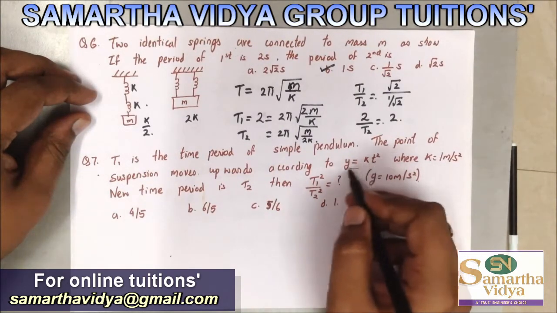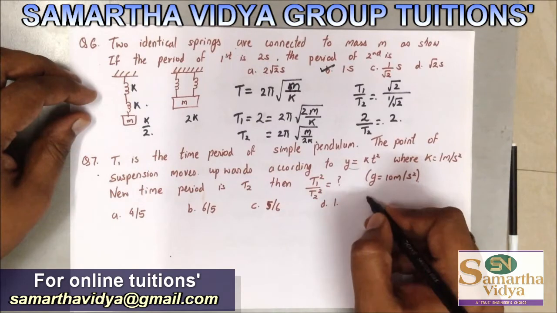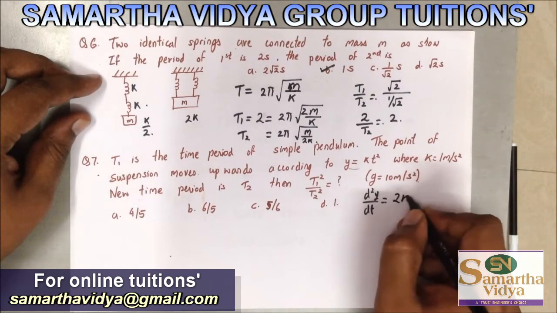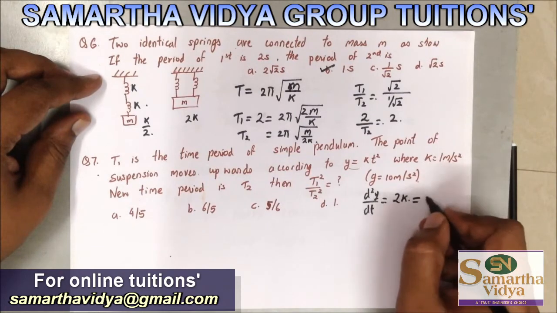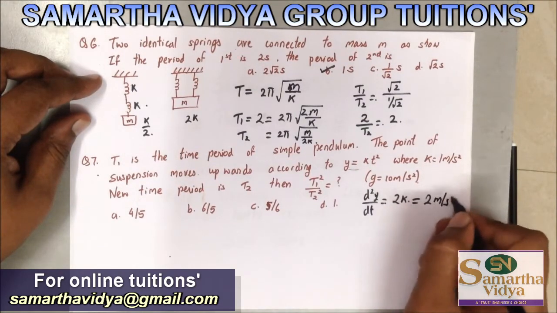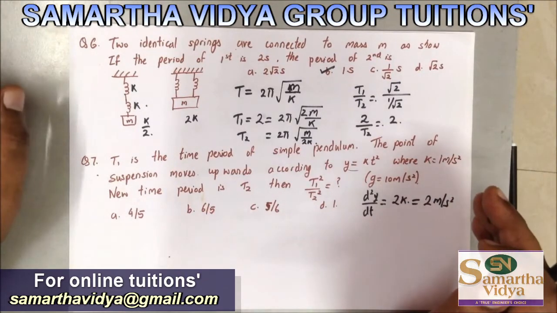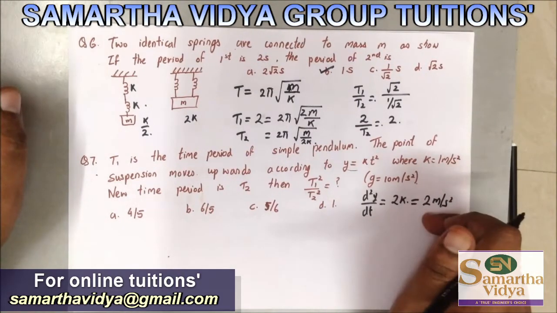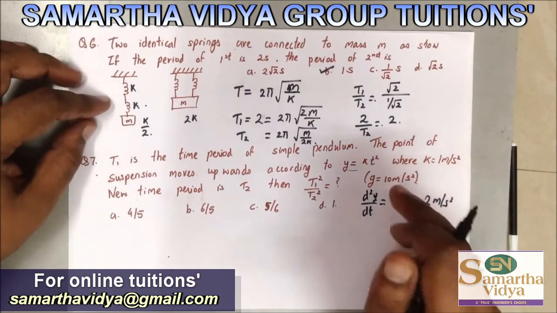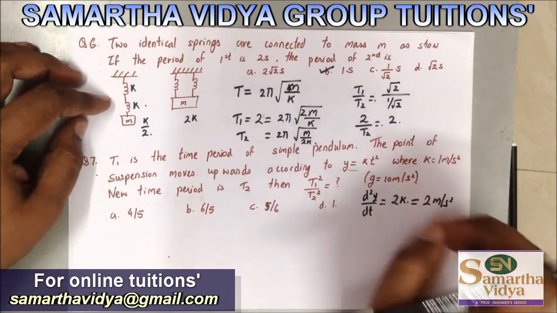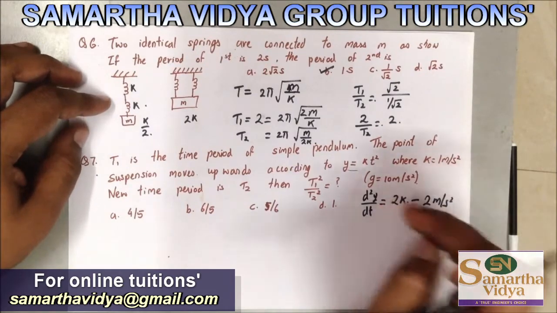If I find the double derivative of this term, I get that d square y by dt square is going to be nothing but 2k, and k is 1, so this becomes 2 meter per second square. So this is the acceleration which is there on the suspension. Now because of this acceleration and also the acceleration due to gravity, the overall acceleration on the pendulum is going to be g plus 2.